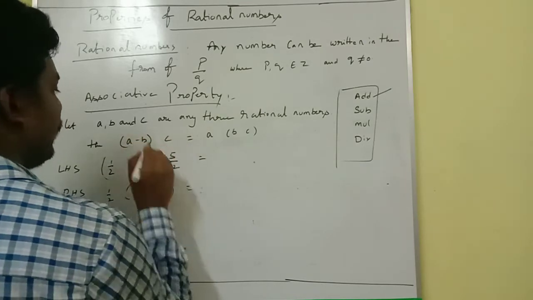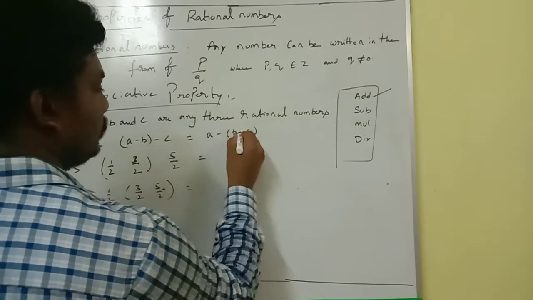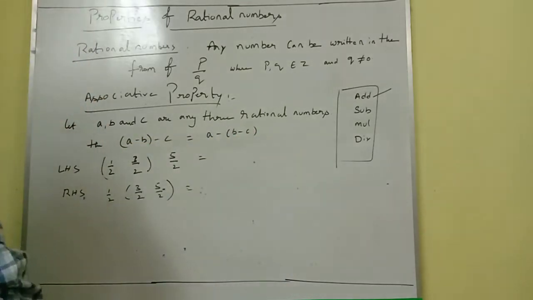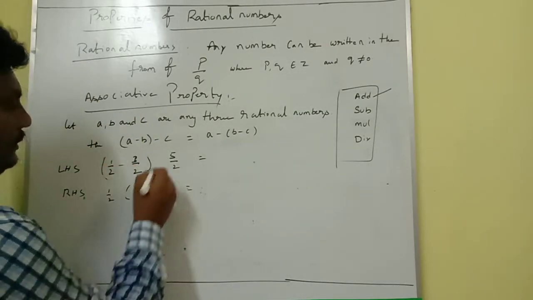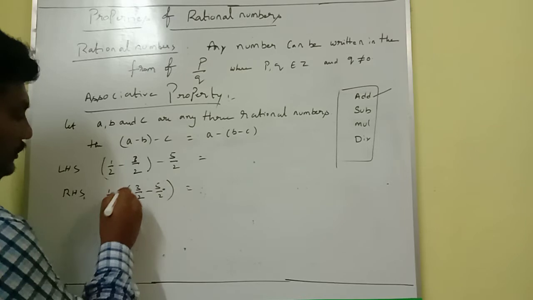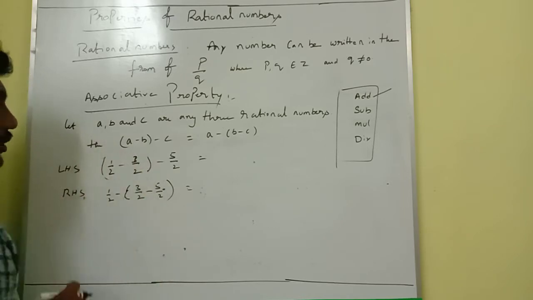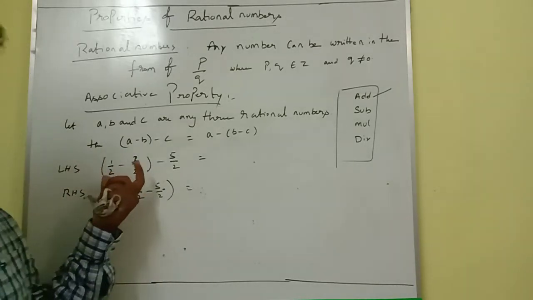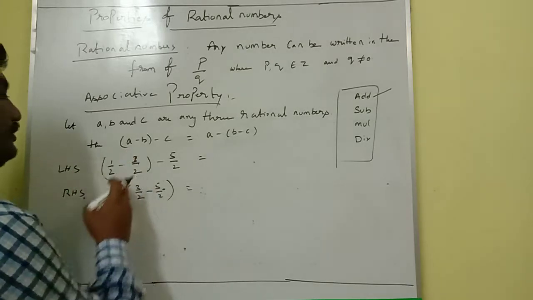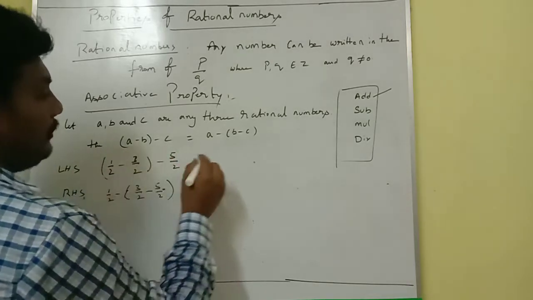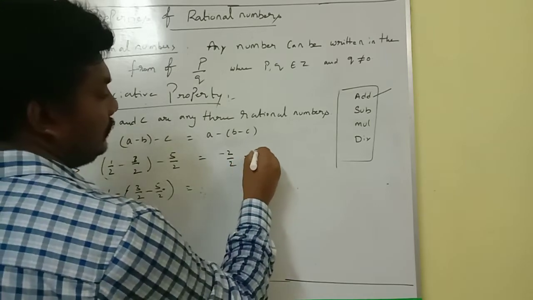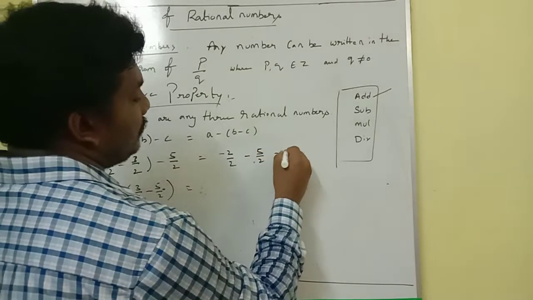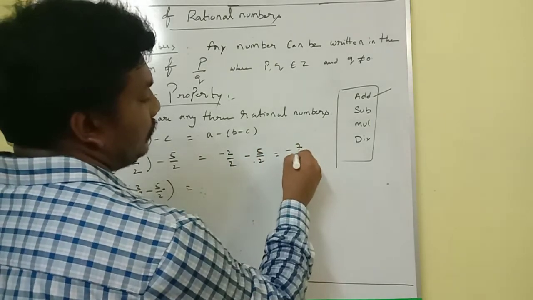If you take minus value and minus, this is also minus, this is also minus. So is it possible? Let me check. So if you take this is minus and this is minus and this is minus and this is minus. Now we can subtract first inside the bracket value. This is 1 by 2 minus 3 by 2. What happens? 1 by 2 minus 3 by 2 becomes minus 2 by 2. This is minus 5 by 2. What happens? This is minus 7 by 2.